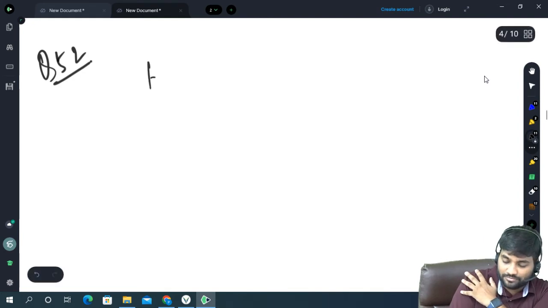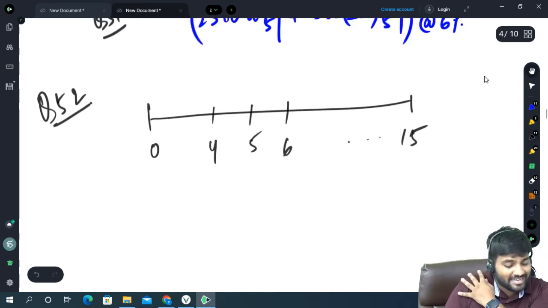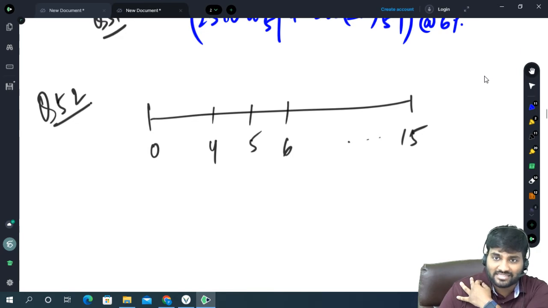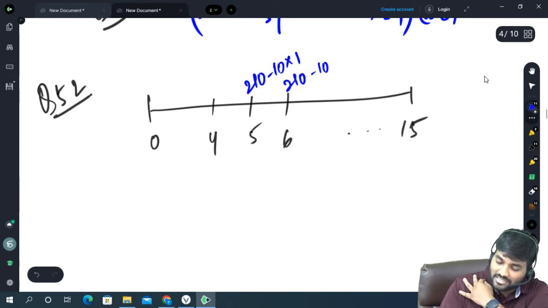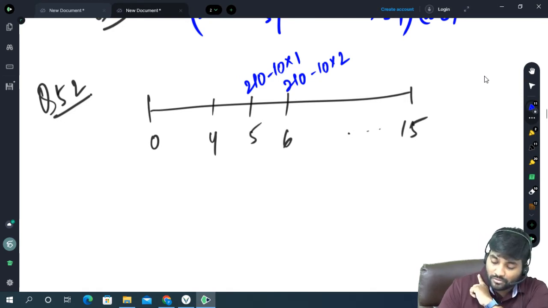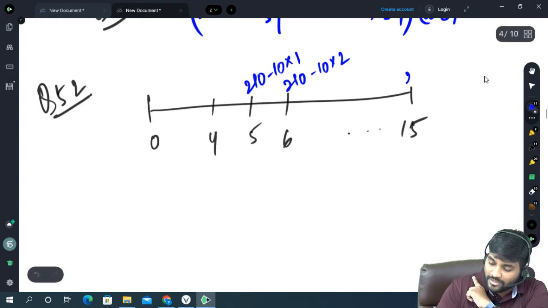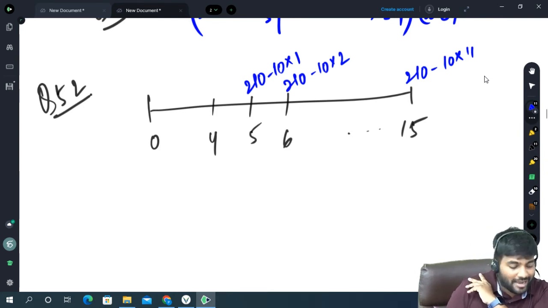Very simple. So I'm drawing the timeline. This is 0, this is 4, this is 5, this is 6, dot, dot, dot, this is 15. So the payments are increasing or decreasing? Decreasing, so we'll increase the amount. So the first payment will be what? 210 minus 10 into 1. 210 minus 10 into 2. The last payment is at time 15, so it will be 210 minus 10 into 11, until a payment of 100 is done. So it is 100 only. Match. Okay. So we need to calculate.